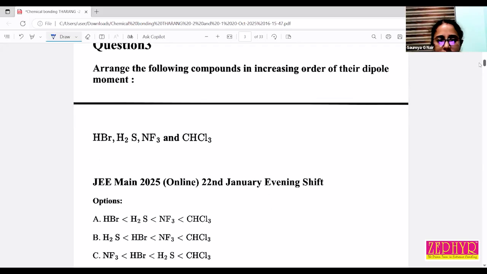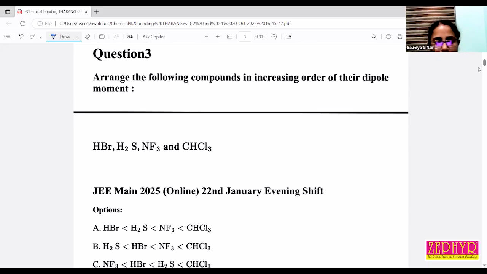Then question number 3. Arrange the following compounds in increasing order of their dipole moment: HBr, H2S, NF3 and CHCl3. What is dipole moment? Moment of charge. We can measure the polarity of a molecule.